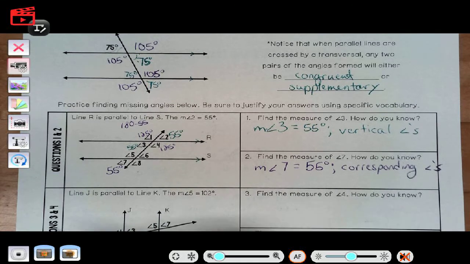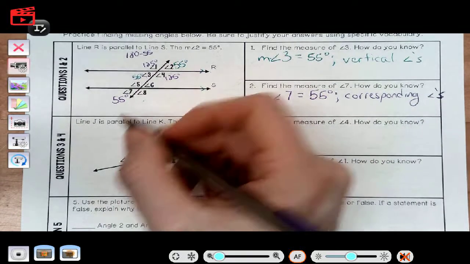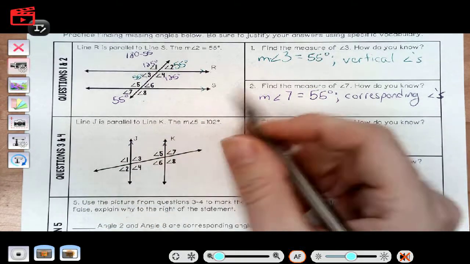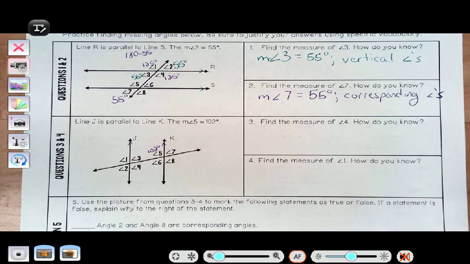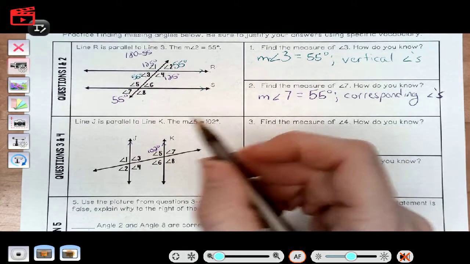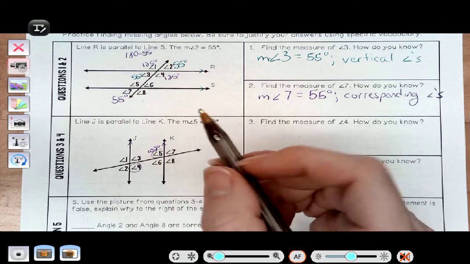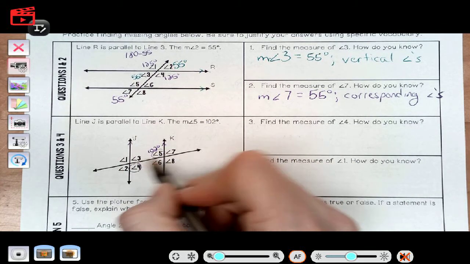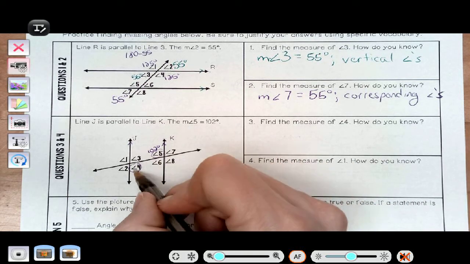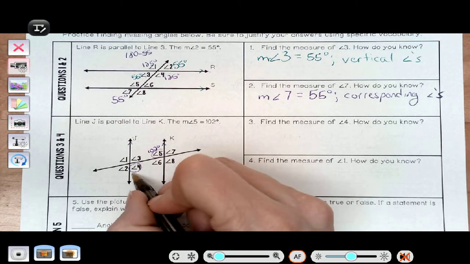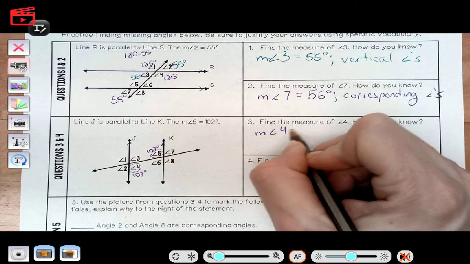All right, so next picture here. Here's 3 and 4. Again, it's saying that J is parallel to K, and that the measure of angle 5 is 102 degrees. What is the measure of angle 4? Well, if I look at the relationship between angle 5 and angle 4, I notice that they're both on the inside of these parallel lines. One's above the transversal, one's below the transversal. They have to be equal. So the measure of angle 4 equals 102 degrees.